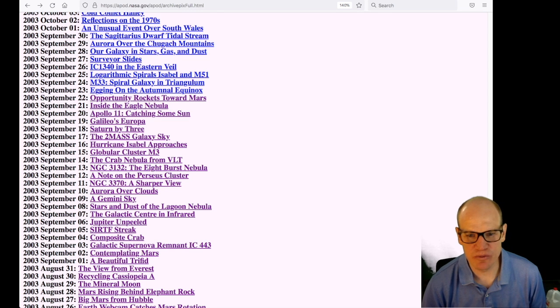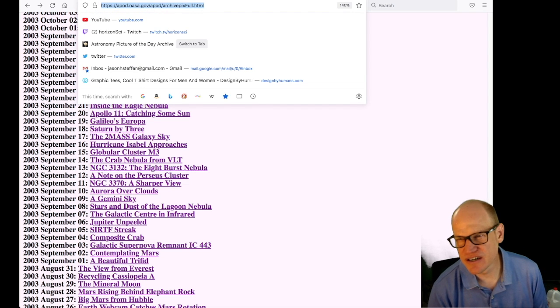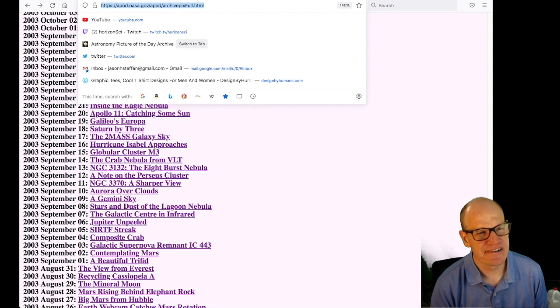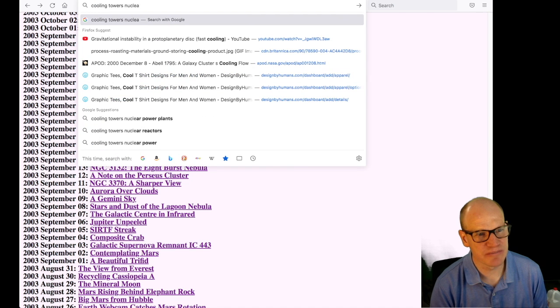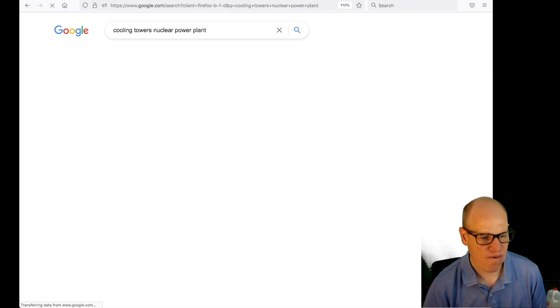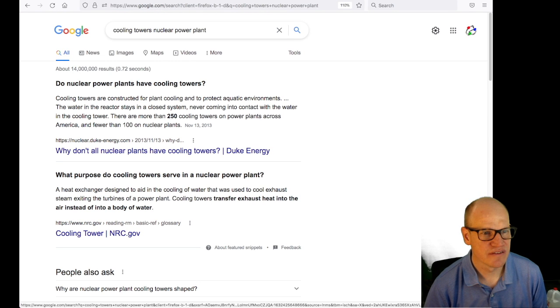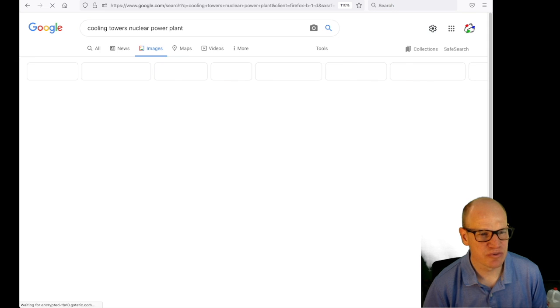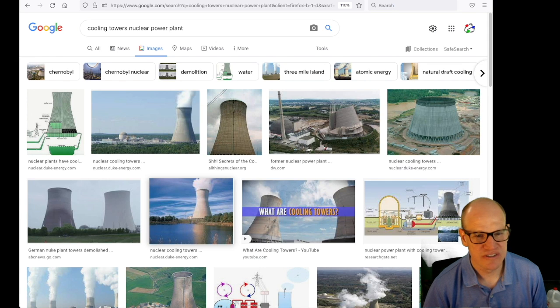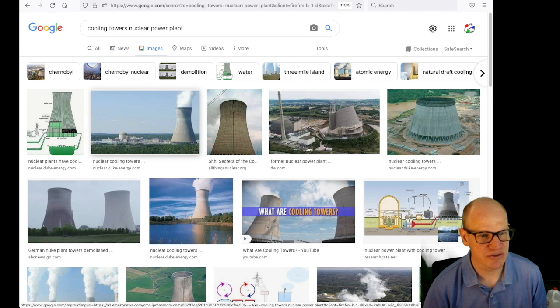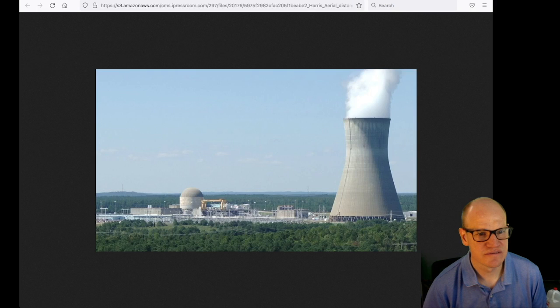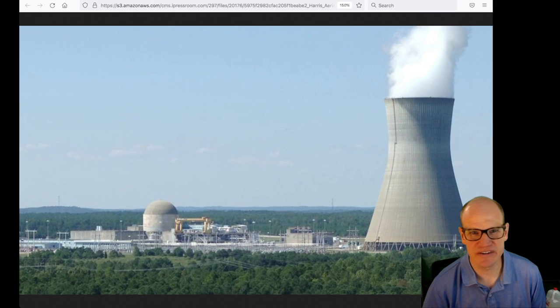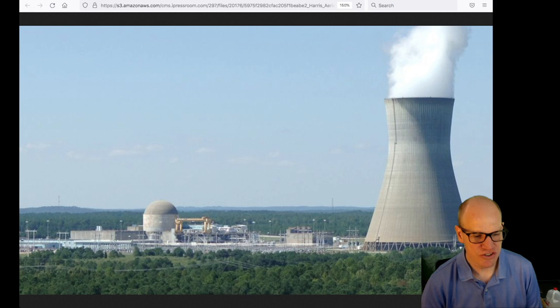So today we will be doing nuclear physics. So we need to pull up a good nuclear physics background. What would be a good nuclear physics background? Like cooling towers, a nuclear power plant. Images. Need a really cool cooling tower. That's what we want. We want this kind of cooling tower. Look at that beautiful cooling tower in the background. It's a perfect backdrop for our discussion about nuclear.